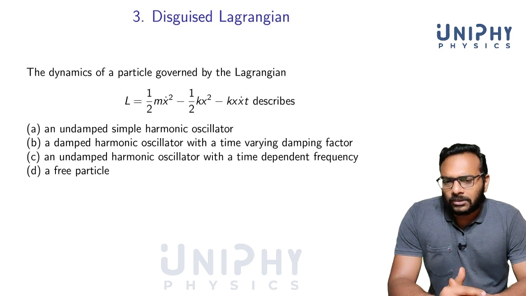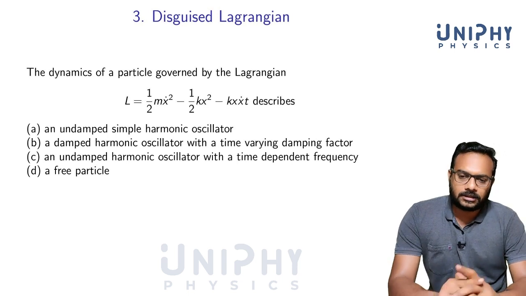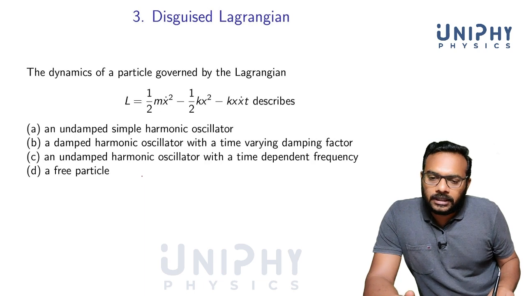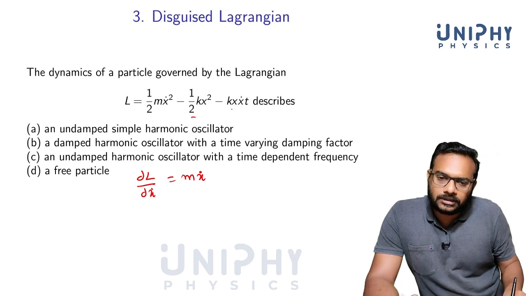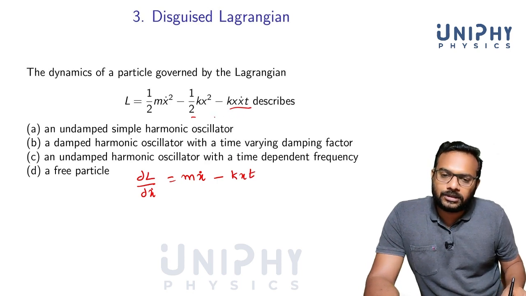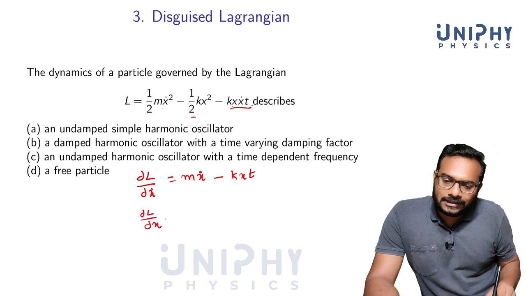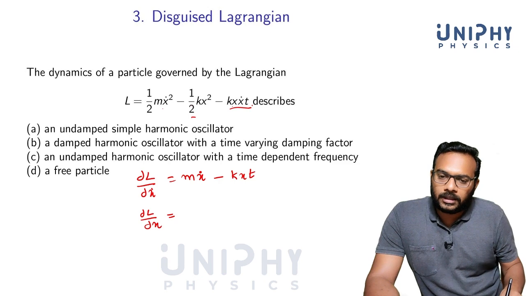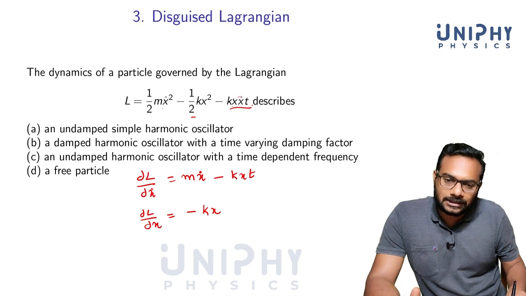The best thing to do is to find the equations of motion and see what they describe. So here we have dou L by dou x dot is equal to m x dot, and here there is also x dot, so that is minus k x t. Dou L by dou x dot is m x dot minus k x t, and dou L by dou x is equal to minus k x, and here also there's an x dot, so minus k x dot t.